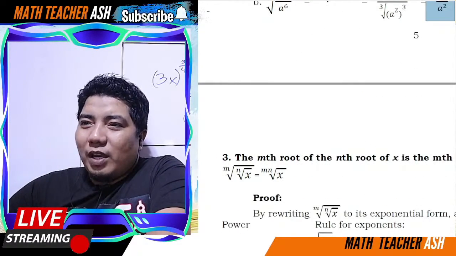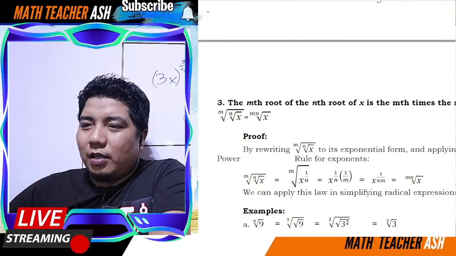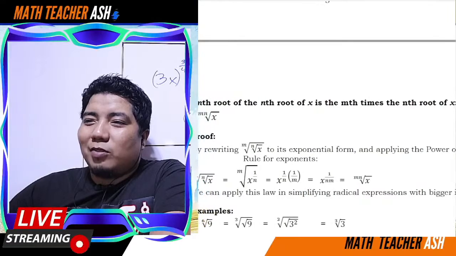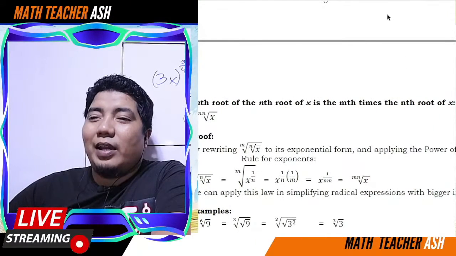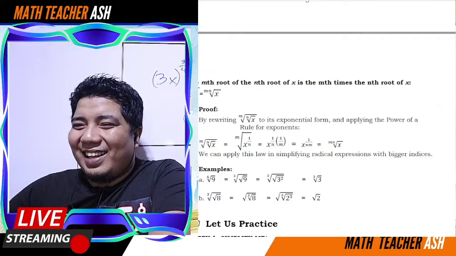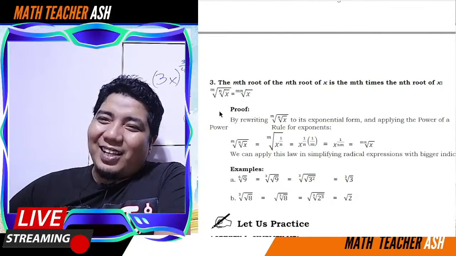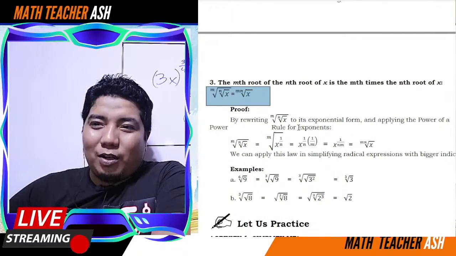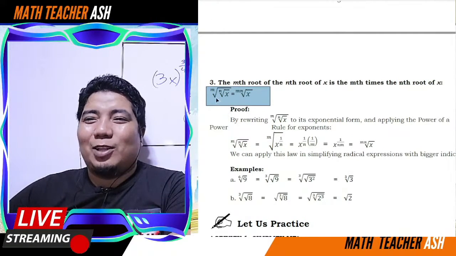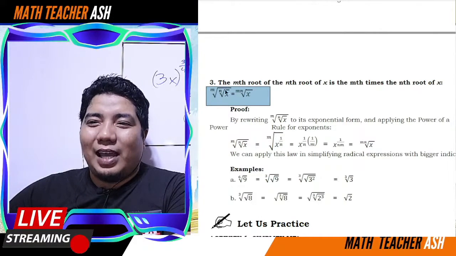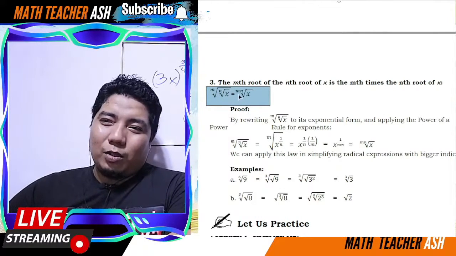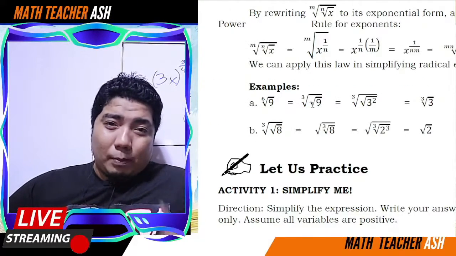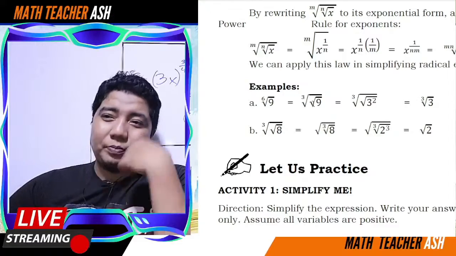Okay, now, we have here the third rule. The nth root of the nth root of x is the nth times the nth root of x. Ayan, ewan ko anong sinabi niya doon. Anyway, but if we consider this symbol, ayan, mas naiintindihan natin. The mth root of the nth root of x. Ayan, ito pala yung sinasabi niya. It is equal to the mn-th root of x. Is a perfect square. So, mas mabuti nandoon sa loob si square root.